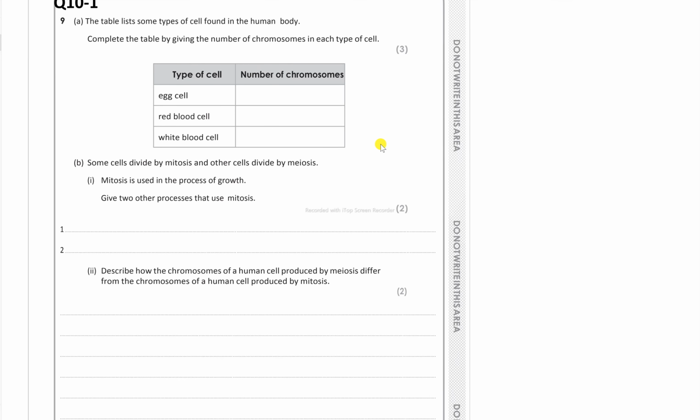Right, complete. These are some cells. The egg cell. Egg cells have 23 chromosomes. They are called haploid. Red blood cells do not have a nucleus. White blood cells have 23 pairs, which is 46, and they are called diploid.